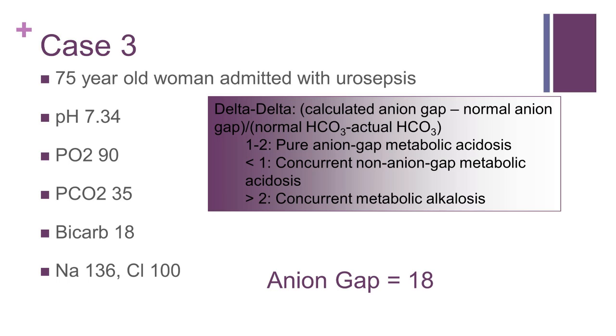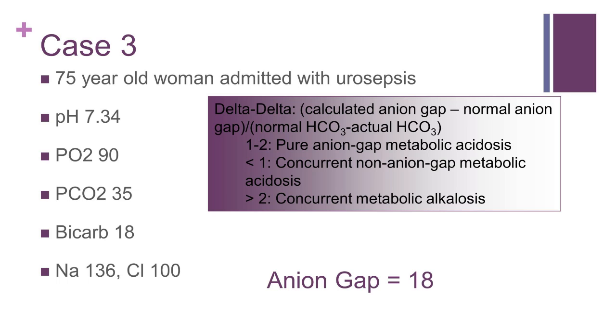We take the calculated anion gap, 18, minus the expected anion gap of 12. This equals 6. We divide this by the normal bicarb minus the actual bicarb, which is also 6. 6 divided by 6 is 1, and a delta-delta of 1 indicates a pure anion gap metabolic acidosis.